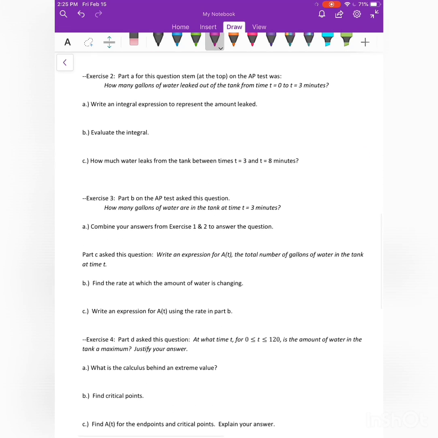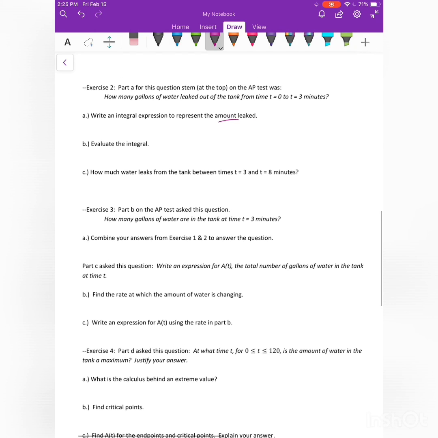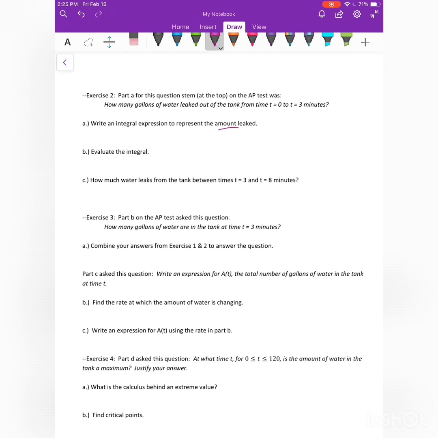So moving on to a different part of the AP question. For this part, it says how many gallons of water leaked out of the tank from time 0 to time 3. So what we're going to do is first write an integral expression to represent the amount leaked out. And again, I'm going to highlight amount. So to get an amount, you have to integrate a rate.